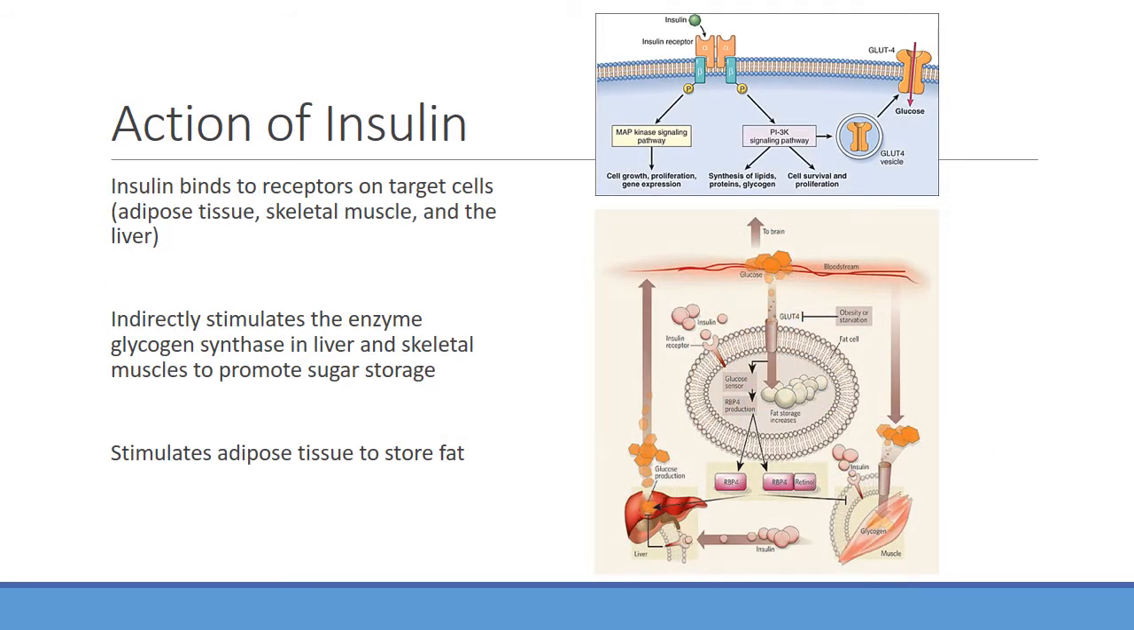So again, once insulin binds to the target tissues, whether it be within the brain, the skeletal muscle, the liver, wherever it happens to be, it's going to be activating those tyrosine kinase receptors. You guys remember talking about those earlier today? Seems so long ago, but right.